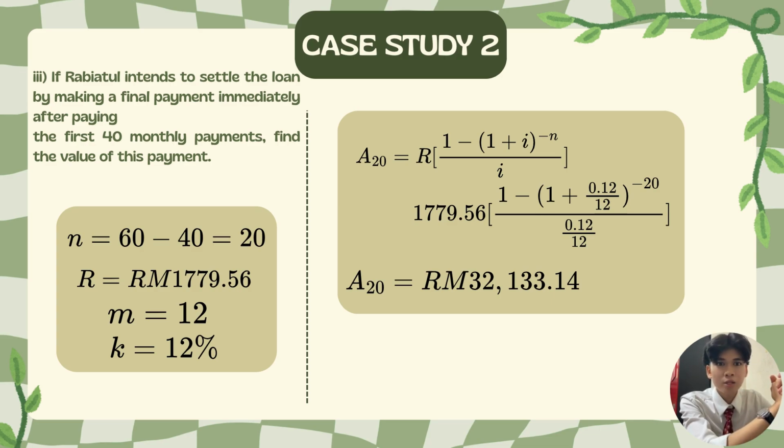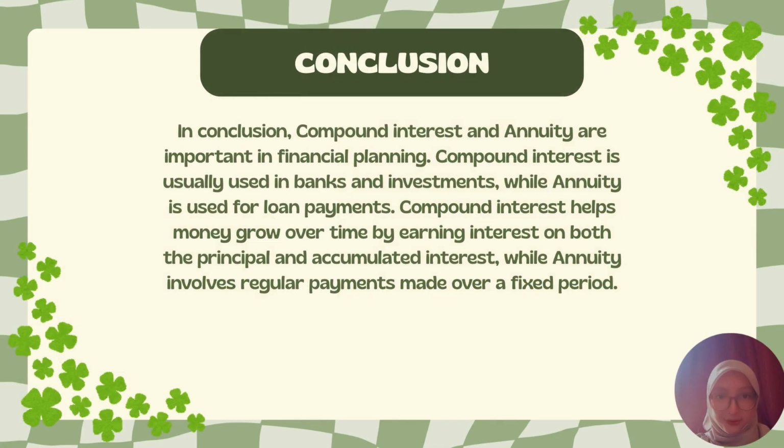So the suitable formula is going to be A equals R open square bracket 1 minus open bracket 1 plus i close bracket negative exponent divided by i close square bracket. After that, we're going to insert the key information into our formula and proceed to our calculation. The final answer is going to be RM 32,130.40.